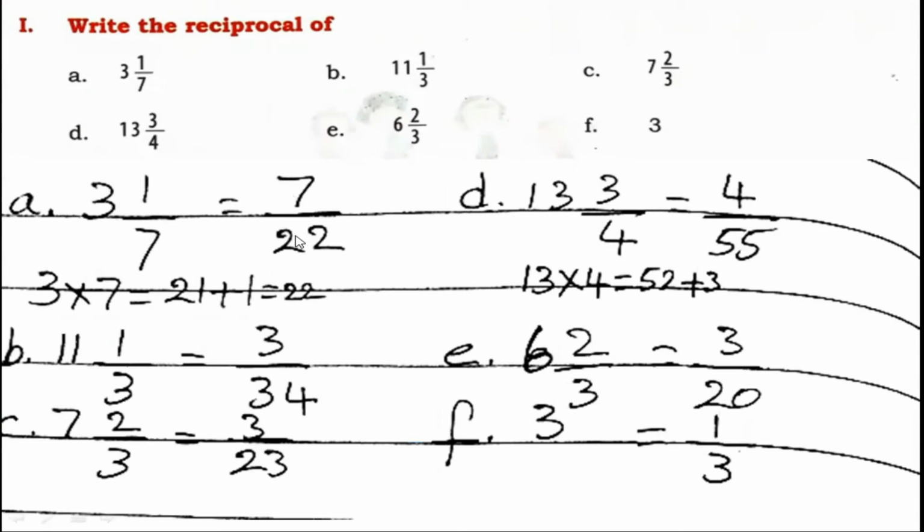Now B, C, D, E bits you can do on your own. Now F bit, here they have given only a single digit number, 3. That is nothing but 3. The reciprocal of 3 is 1 by 3.